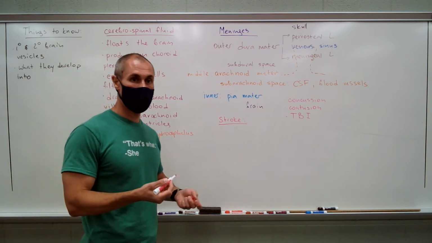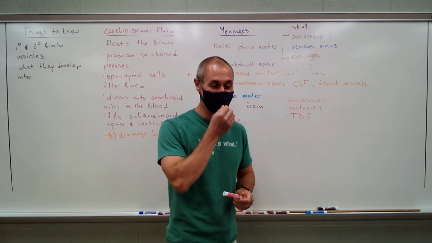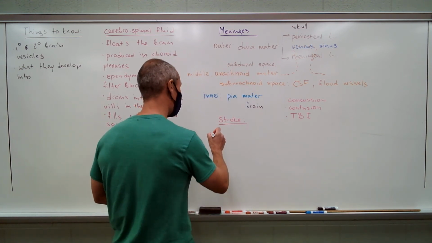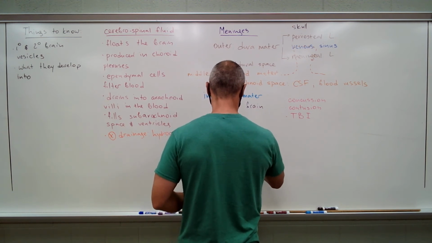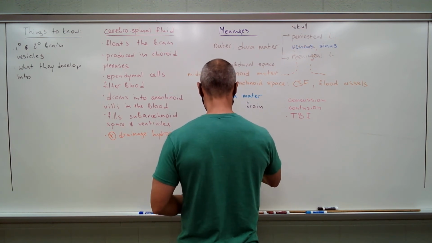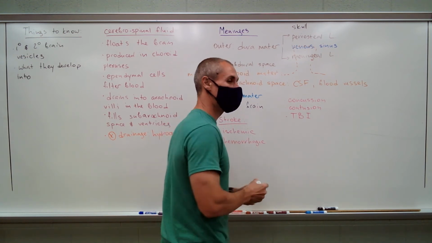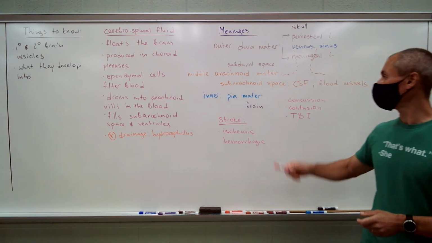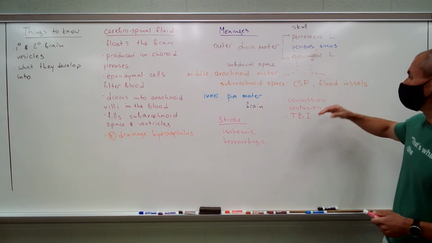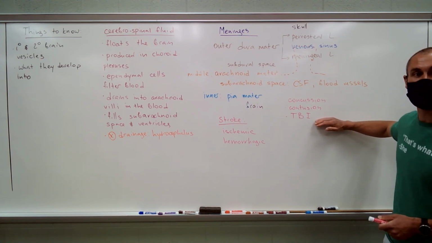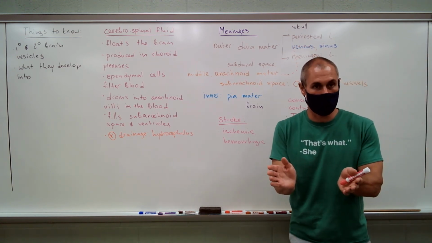So what is stroke? Problem with the blood vessels in the head. There are two types. There is ischemic stroke, and there is hemorrhagic stroke. You may ask, what's the difference between the stroke and, say, subarachnoid hematoma? Subarachnoid hematoma is the result of the hit to the head. Does that make sense? Stroke results from within the blood vessel.